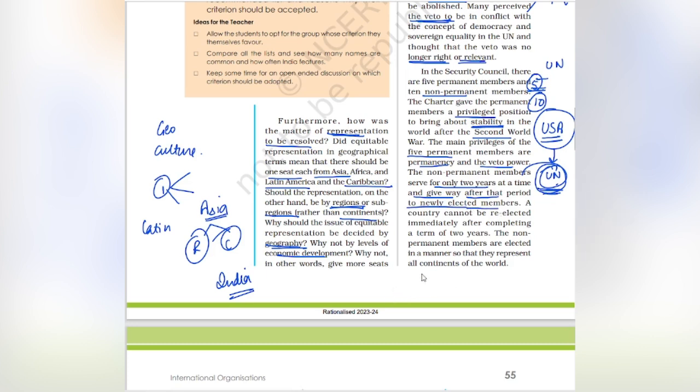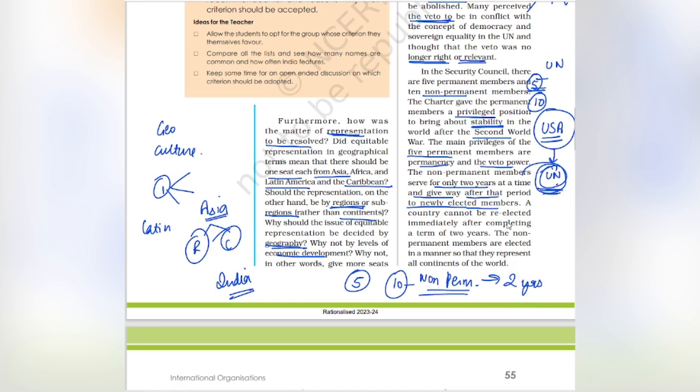So let me just clear it. The 10 members I have just explained to you: in the Security Council there are 15 members, 5 are permanent, having the veto power, and 10 are non-permanent members. These non-permanent members are elected for a 2-year term, and after the completion of their term, the next members would be elected.